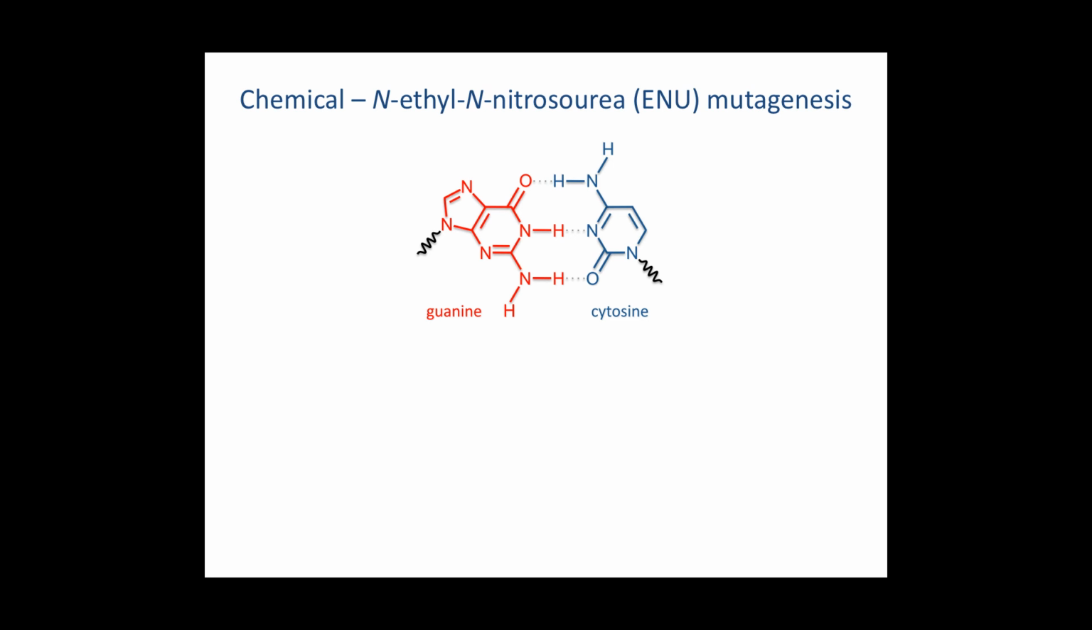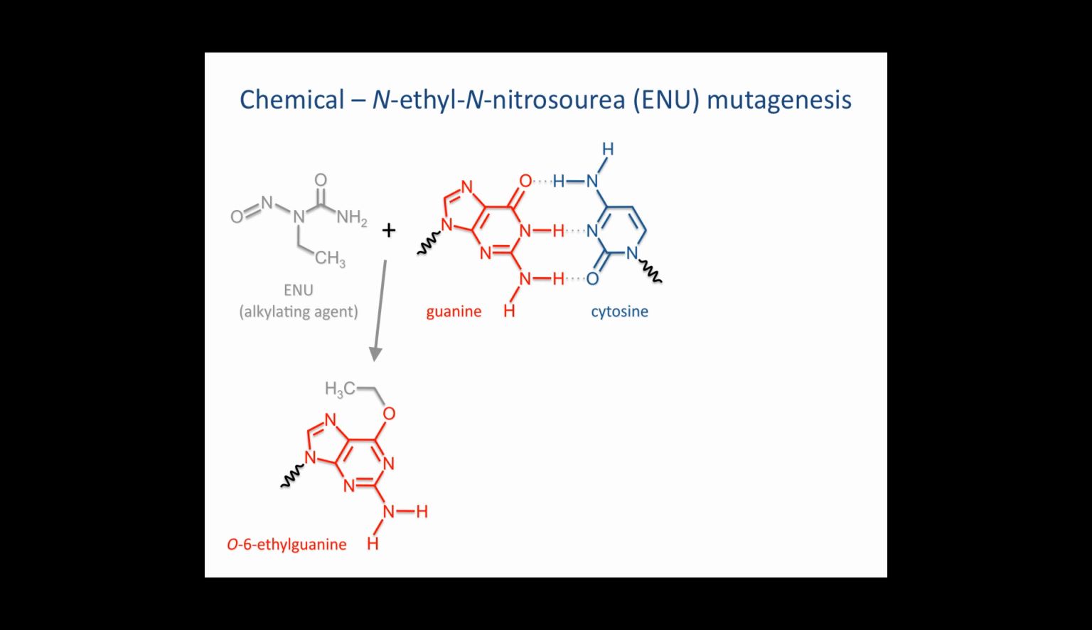Here's a different example in which exposure to a chemical creates a mutation. The chemical here is N-ethyl N-nitrosourea, or ENU for short. We start with a guanine cytosine, or GC, base pair. ENU is an alkylating agent, which means that it can add a carbon side chain to molecules. In this case, ENU reacts with the guanine base. This results in the guanine converting into O6-ethylguanine, or EG for short.